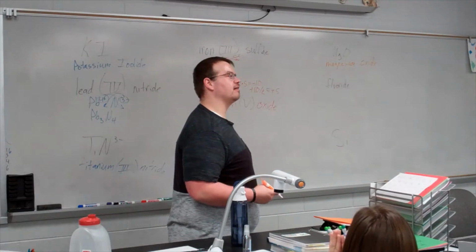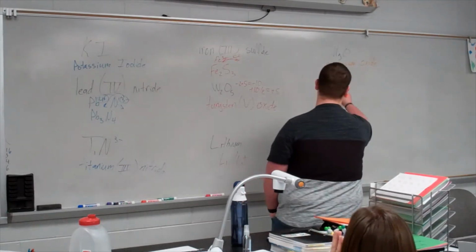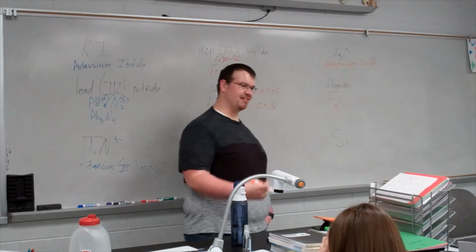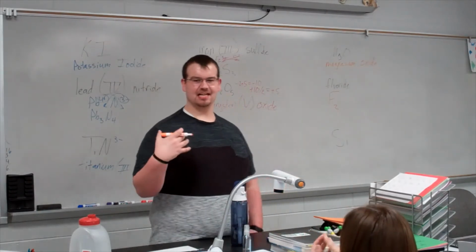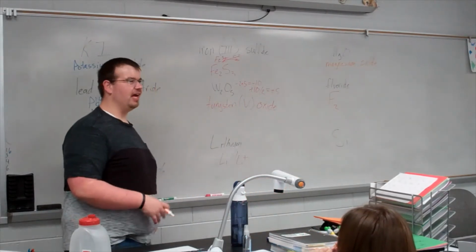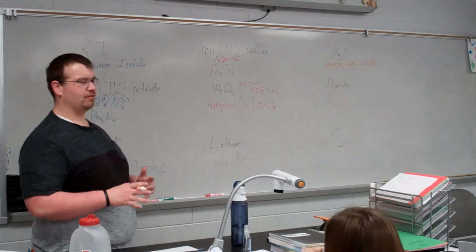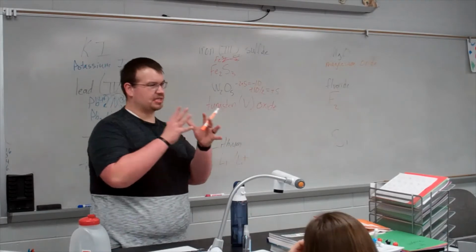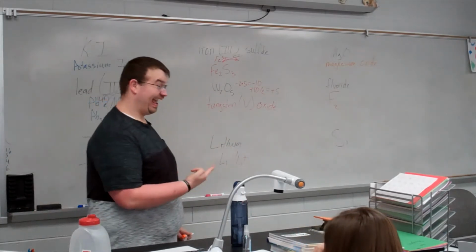Little trick here. Fluoride. Diatomics. F2. Because it's one of the 7 diatomics that exist in nature bonded to itself. Hey, if you guys don't remember, whenever I told you about learning the diatomics, I said these are going to be little tricks throughout this class.